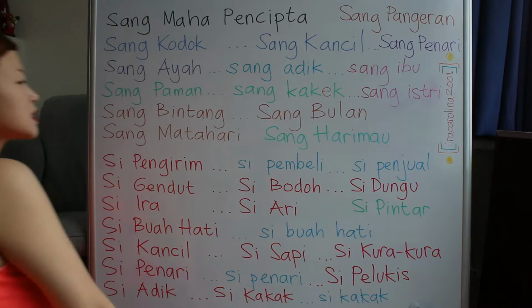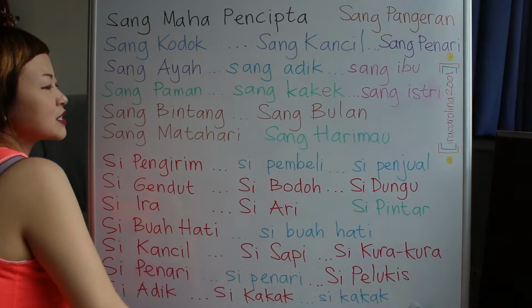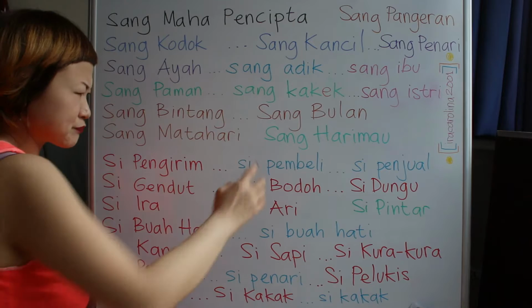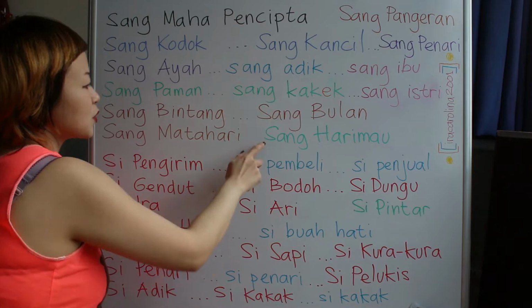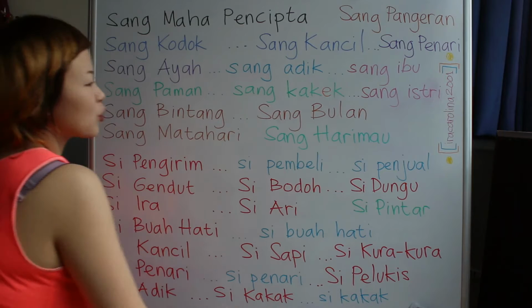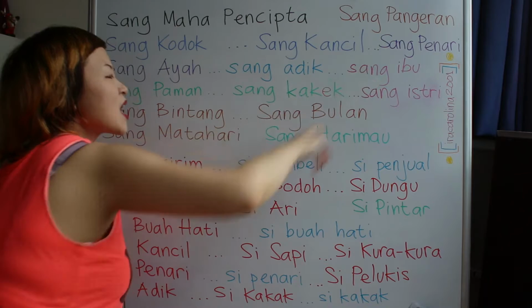Now, sang harimau, the lion. In the fable or in the sentence, when the lion, harimau, becomes the actor of the sentence or the actor of the fable, you always put it with a big letter or capital. Sang harimau, the lion. And this one, sang penari, the dancer.